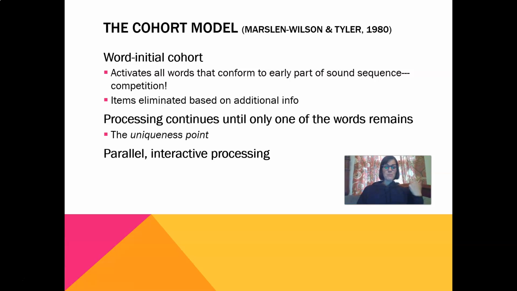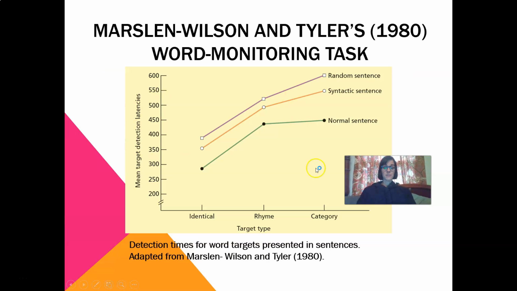Now I've got words like bid, bill, big, etc. And so the idea is that as I get more auditory information, I'm basically eliminating more and more information that doesn't fit. And so you're eliminating items until only one word remains. This is basically what Marslen-Wilson and Tyler refer to as the uniqueness point. And all of this is based on parallel and interactive processing.